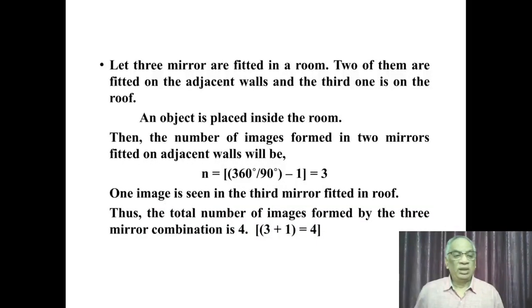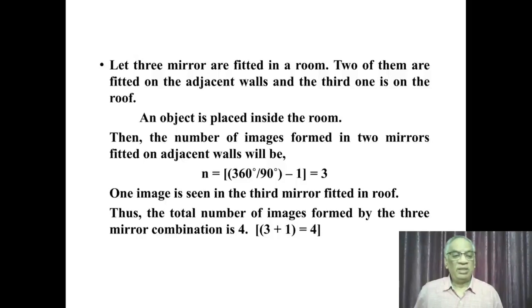Now, another one. Let three mirrors be fitted in a room. Two of them are fitted on adjacent walls. That means they are at 90 degrees. Adjacent means one wall adjacent to the second wall at 90 degrees. So two mirrors are placed on adjacent walls and one is placed on the roof. Then how many images are formed is what we want to see. An object is placed inside the room and its images are seen.